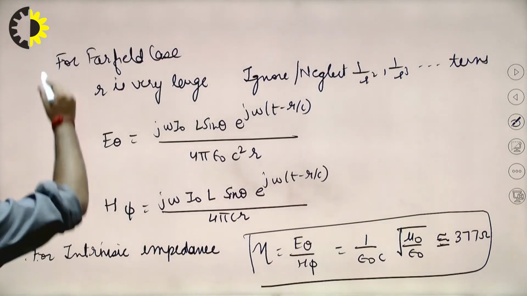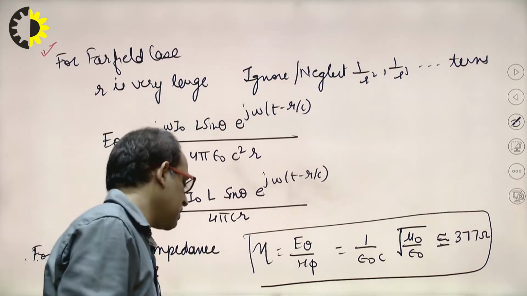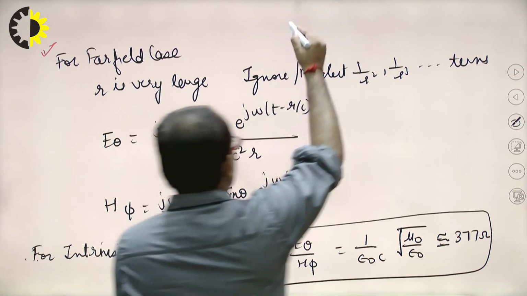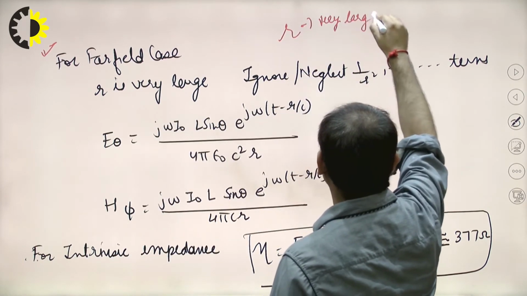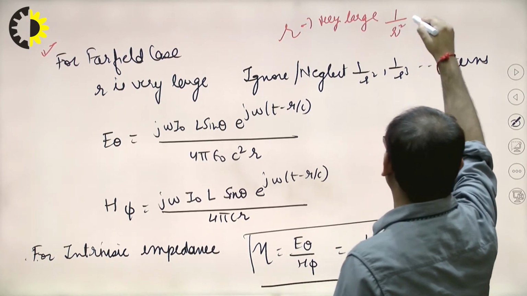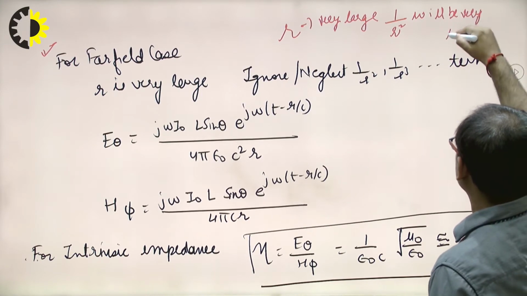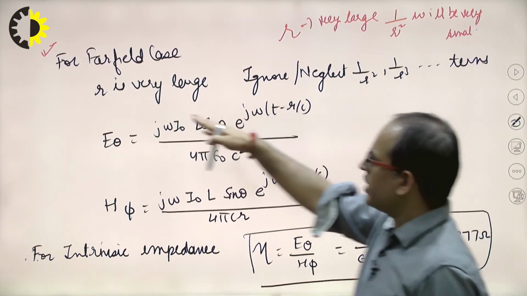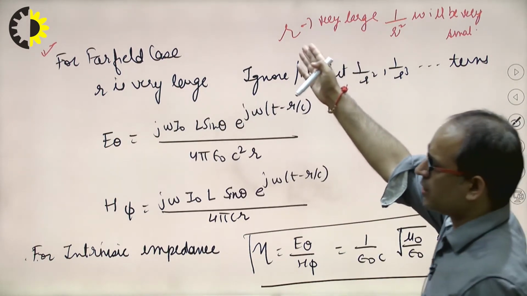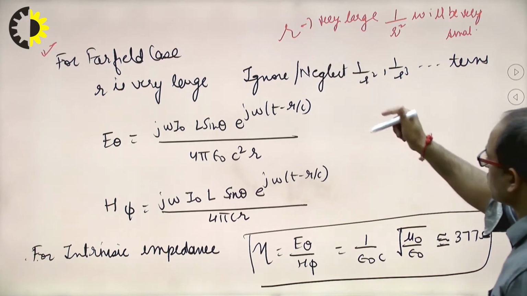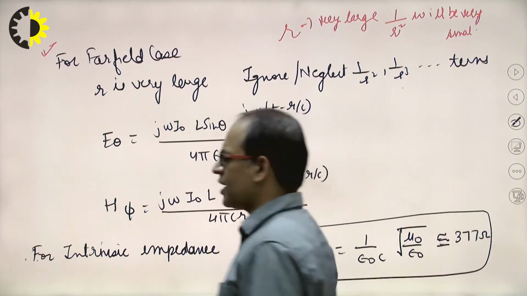Now for the far field case, you know that as r is very large, 1 by r square will be very small. So as r is very large, we can neglect the higher order terms of 1 by r, that is 1 by r square and 1 by r cube. These terms can be neglected or ignored.